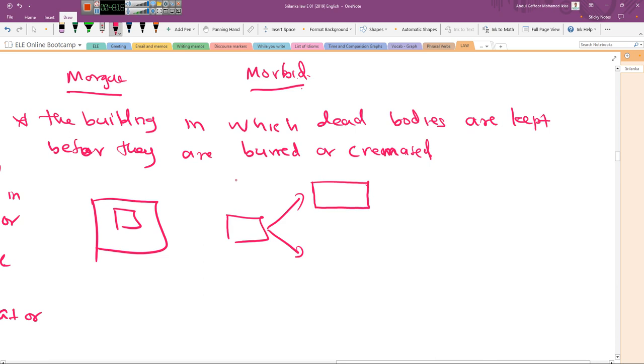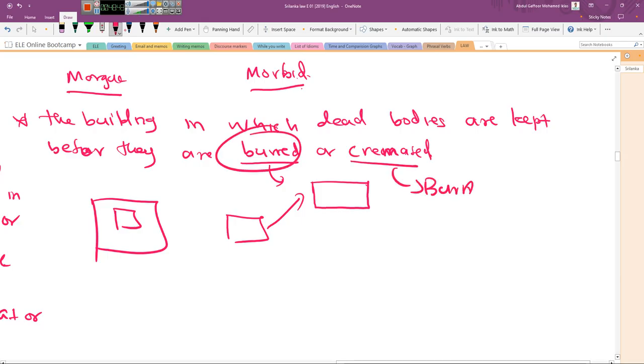Cremated means it may be burned, right? So bury means digging a hole in the soil and covering it with soil. Cremated means burn. Okay, cremate means burn.